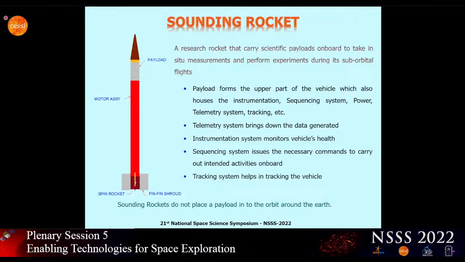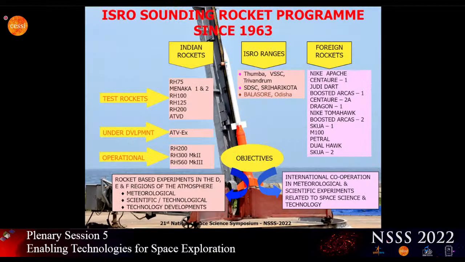Now, note that sounding rockets do not intend to place a payload into orbit, but they go to an altitude and come back. All along these 50 odd years, we have had so many rockets developed, and right now we have the operational RH-200, 300 and 560, and also an advanced technology vehicle under development for further research activities. We have three ranges: the Thumba range at Thiruvananthapuram and the Sriharikota range, which are operational right now. We also had a station at Balasore, which is now not operational.